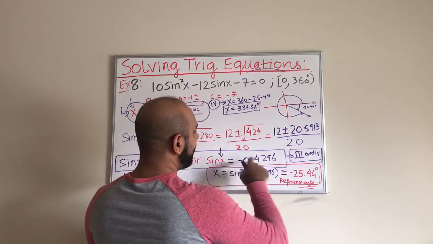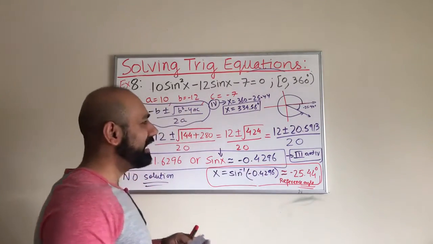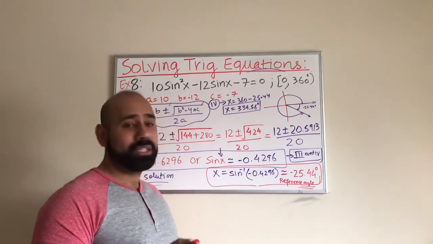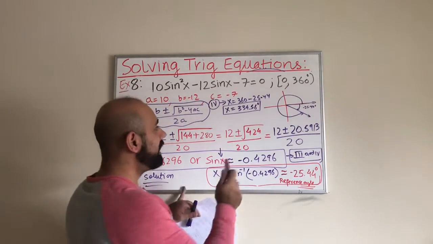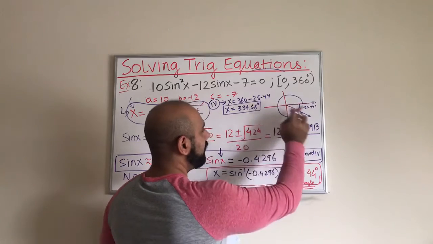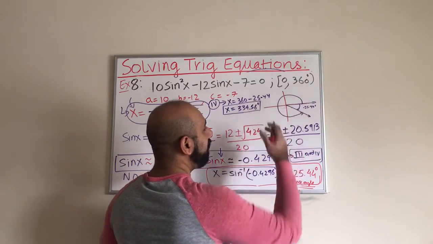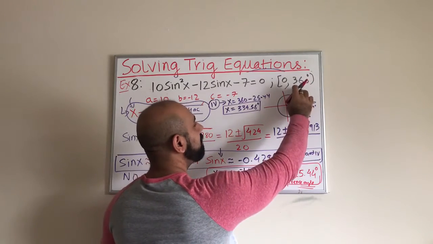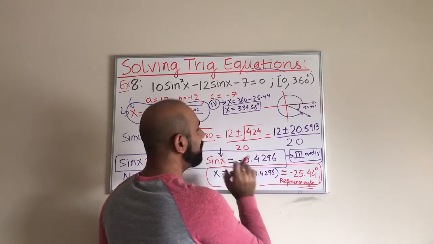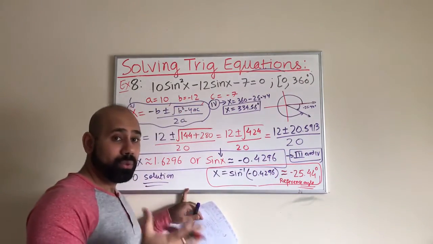That is one of the values, but we already know that sine is also negative in the third quadrant. How are we going to find that angle in the third quadrant? Guys, it is not too complicated. We already know that this reference angle is 25.44. You can think of this reference angle in all the quadrants, although we don't have to worry about the first and the second because it's a negative value. We only have to focus on the fourth and the third.